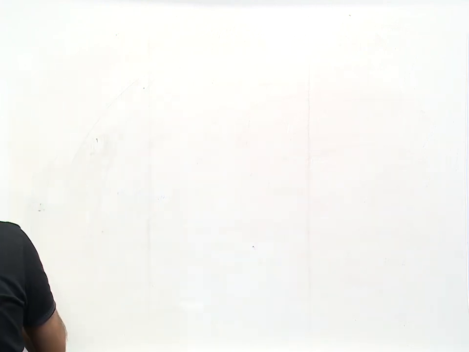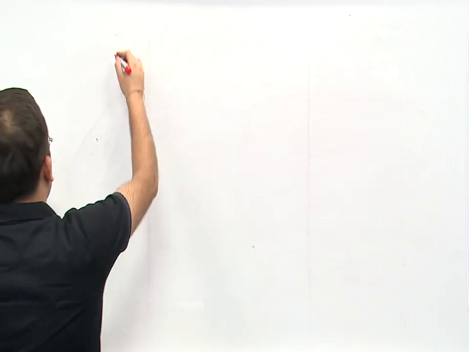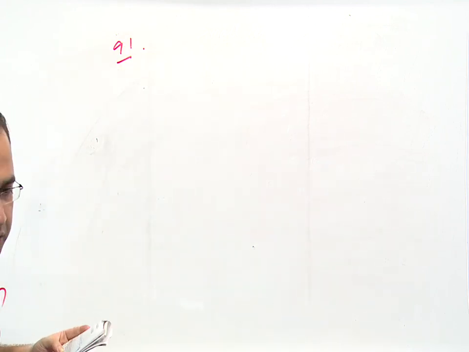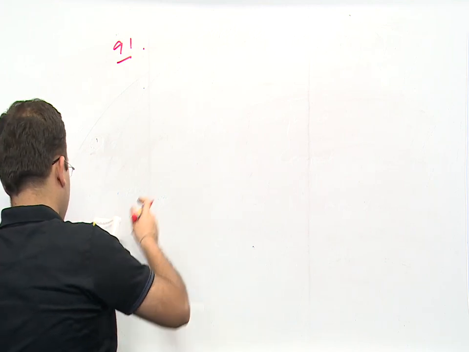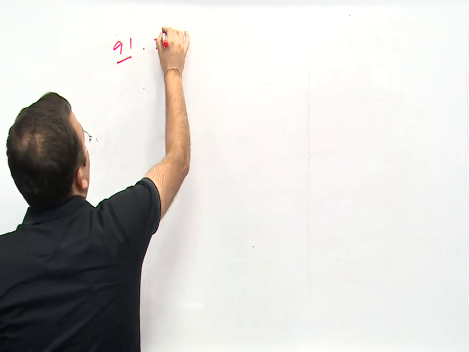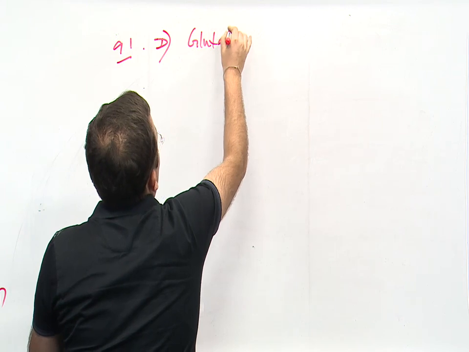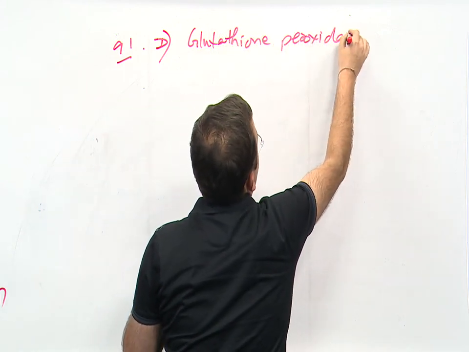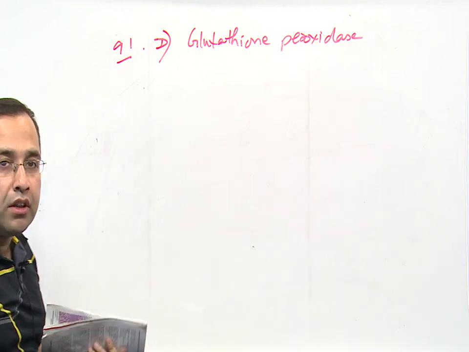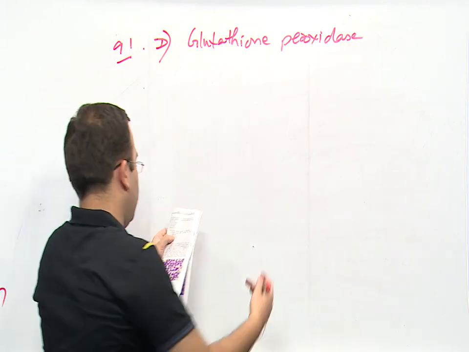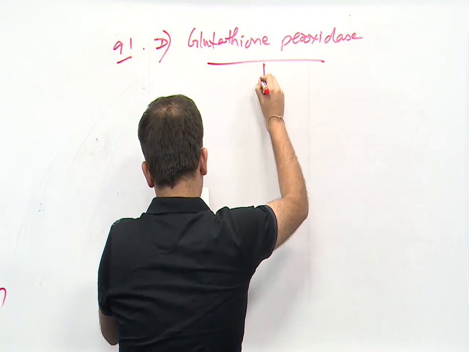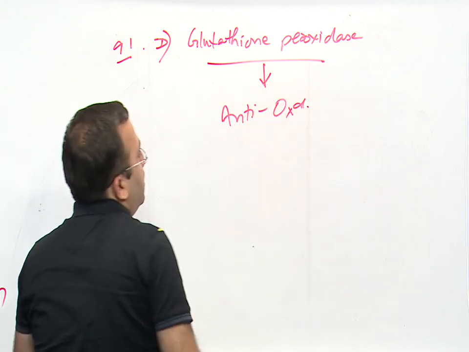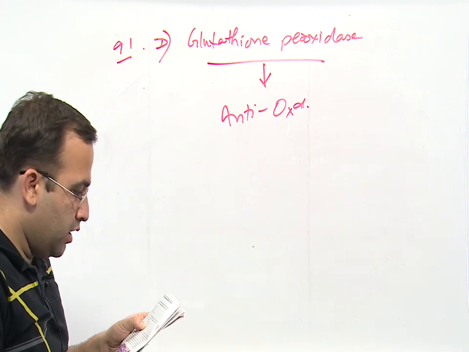This gets us to the next question, question 91. All may contribute to free radical formation except glutathione peroxidase. There is absolutely nothing to explain in this. You very well know that glutathione peroxidase is an antioxidant.